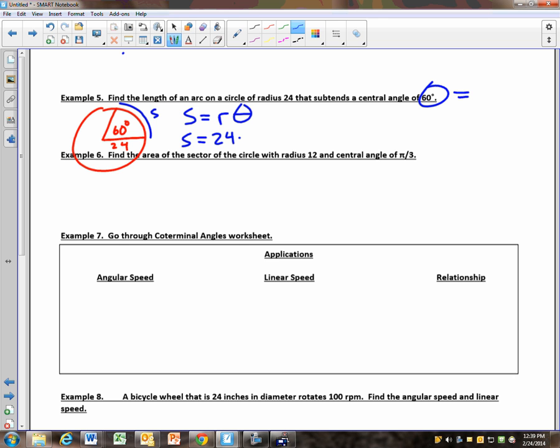And you know that 60 degrees is the same as pi over 3. We did that conversion very quickly. 24 times pi over 3, what is 1/3 of 24? 8, so we get 8 pi. So make sure that if you're going to use that formula that you put it into radians. And then it becomes very user-friendly.